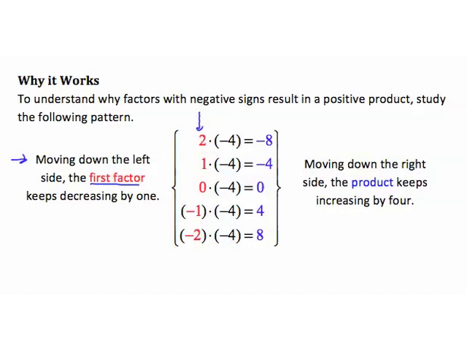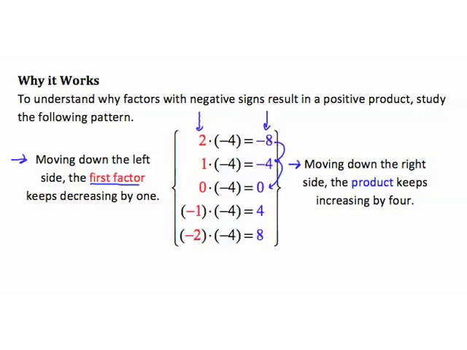Now, moving down the right side, the product keeps increasing by 4. So notice if I take a positive 2 times a negative 4, that gives me negative 8. Now if I take a positive 1 times a negative 4, that gives me a negative 4. And you can see that between negative 8 and negative 4, that product is increasing by 4. So we're going to follow that pattern again. So 0 times negative 4, that's going to increase 4. So from negative 4 to 0 is an increase of 4.